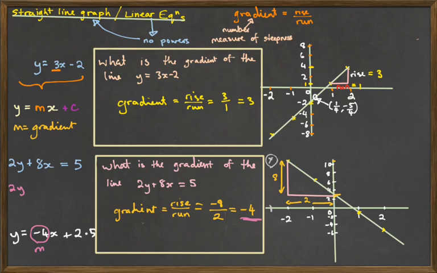Okay, and to rearrange it, if you haven't done this already, you should pause the video and try this. To rearrange it, we're making y the subject. So we could take away 8x from both sides, and then we could divide through by 2. So really, to find the gradient using the equation, you need it of the form y equals mx plus c.